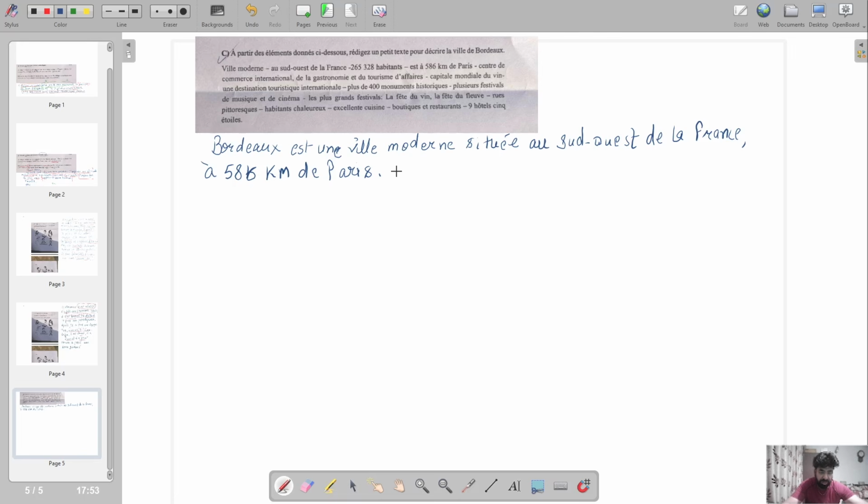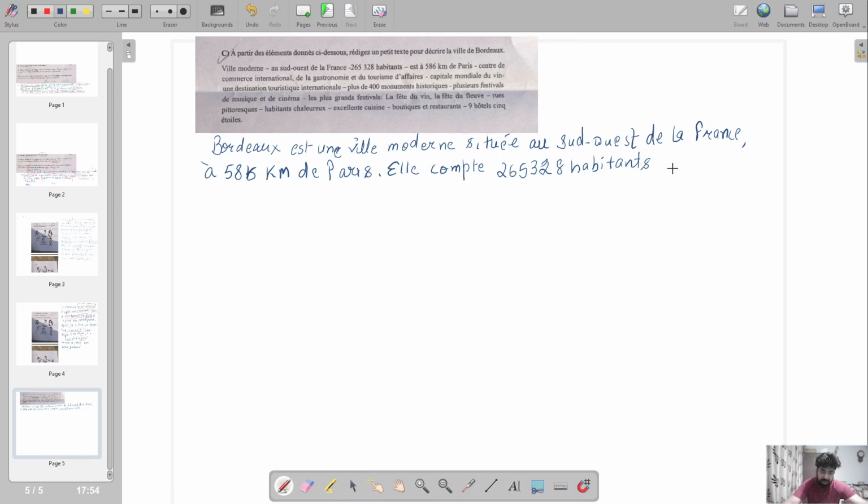Now I will talk about the total number of people here in the city. Okay, so let's write L. Compte. So it has, because it's a city, I'm using L, so it is used for the girls as well as for the city. L compte 265,328 habitants. So inhabitants basically we call them in English and in French habitant.